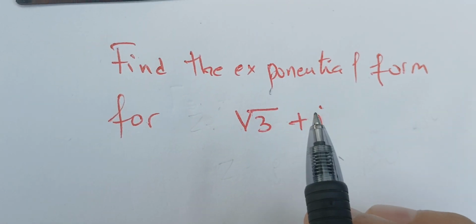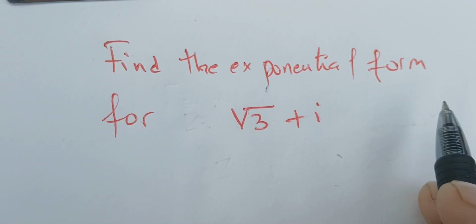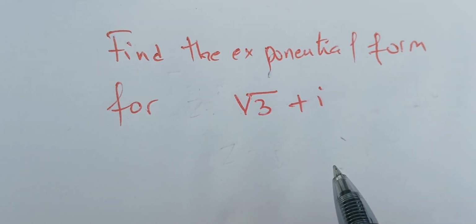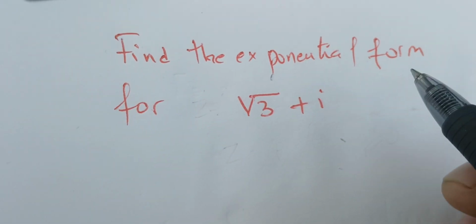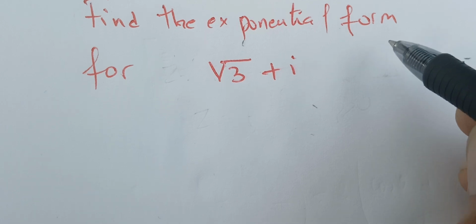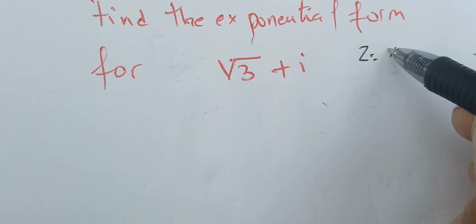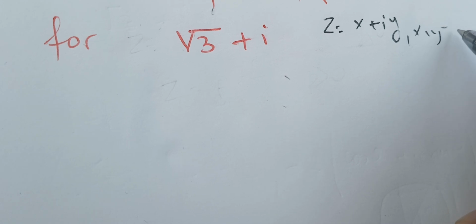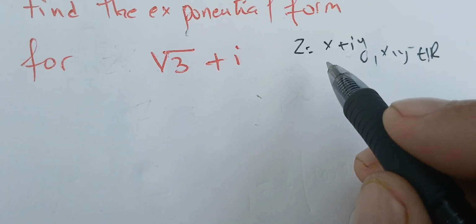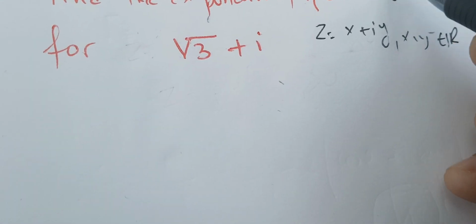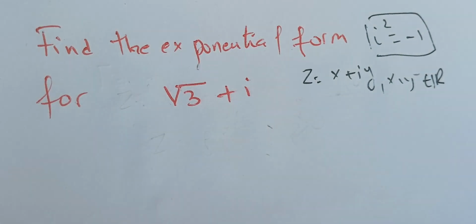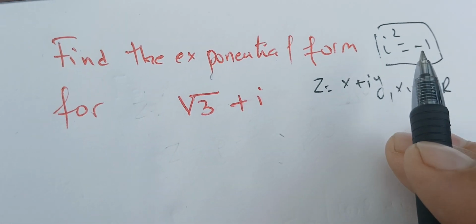Welcome back. In this video, we're going to find the exponential form for this complex number, the square root of 3 plus i. Remember that the algebraic form of a complex number is z = x + iy, with x and y real numbers, and i is the complex number that satisfies i squared is minus 1. So this is the algebraic form.